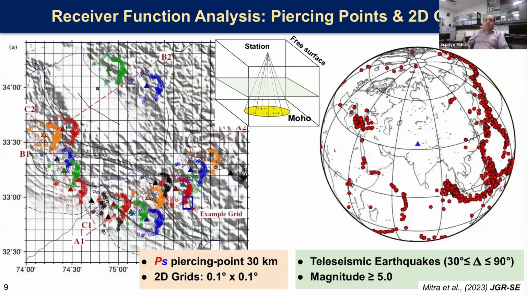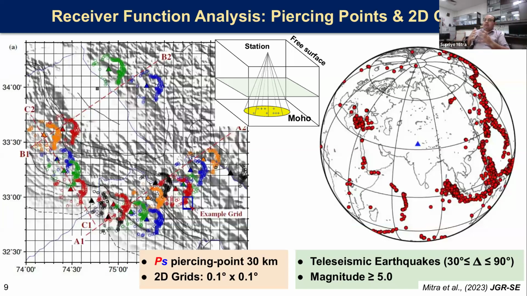What we did was, rather than looking at the piercing points of the Moho, we wanted to look at the piercing points at a mid-crustal level, which is about 30 kilometers depth. A standard way of looking at receiver functions is to stack them by small bins in back azimuth and distance for every station.